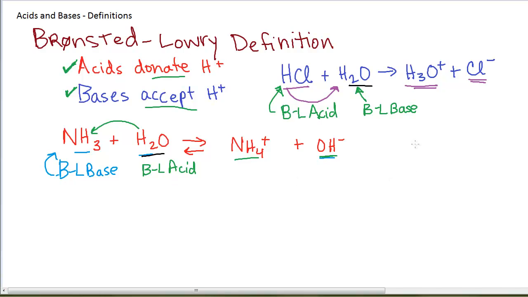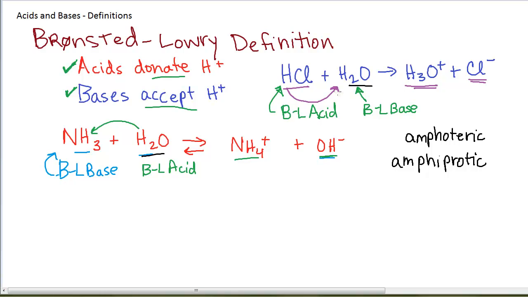A substance that can act as either an acid or a base is called amphoteric. Another word for that is amphiprotic. The amphi or ampho prefix is like what we use for amphibians. Amphibians can live on either the land or in the water. Amphoteric or amphiprotic substances can act as either a Bronsted-Lowry acid or a Bronsted-Lowry base, and which one they act like depends on what you put them with.